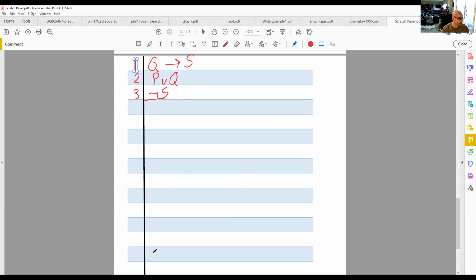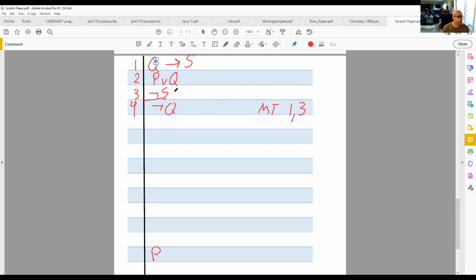We're going to make use of some of the derived rules this time. Again, we want to get P. So we can make use of the derived rule called modus tollens to get not Q. We have not S, and we have if Q then S, and not S tells us not Q. That's modus tollens, lines 1 and 3.